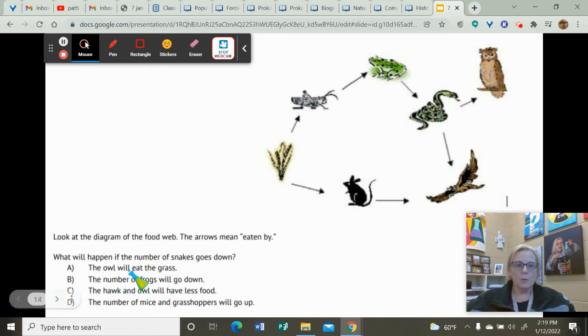Well, the owl will eat the grass. That doesn't make any sense. Owls do not eat grass. The number of frogs will go down.